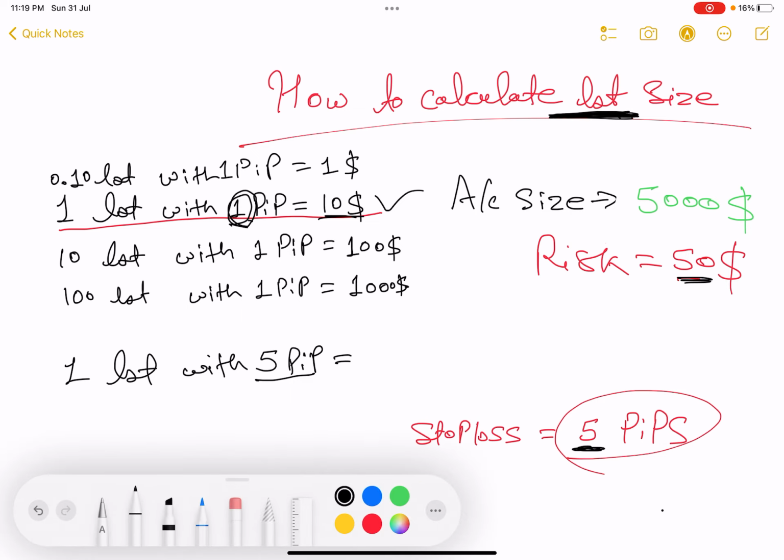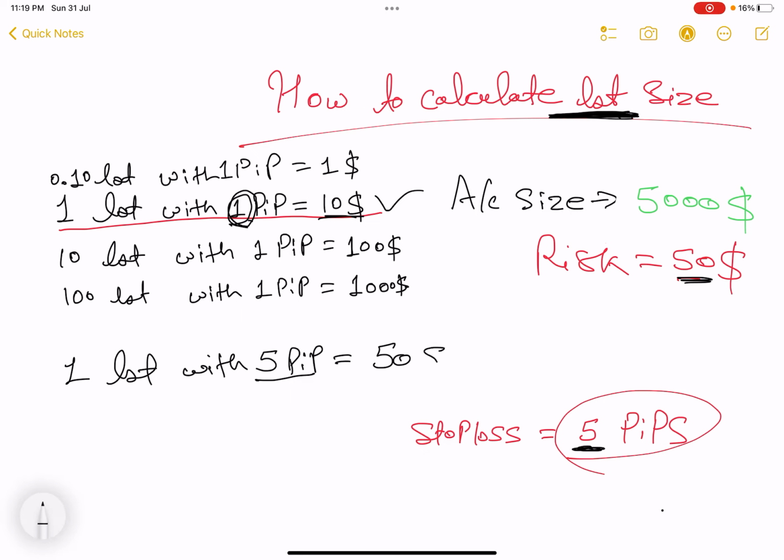Let's say now I want to trade, and I want to keep my risk at $50, because my stop loss is 5 pips and I want to keep my risk only $50. So what will be my lot size? My lot size will be 1 lot. It will be 1 lot.